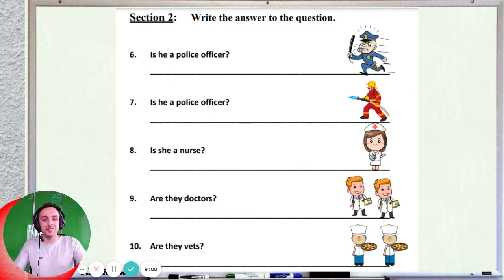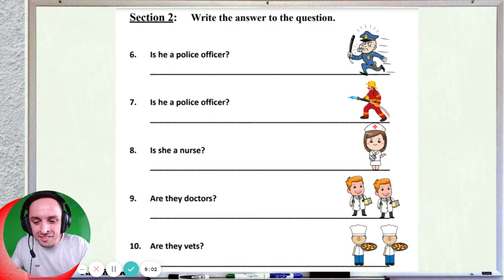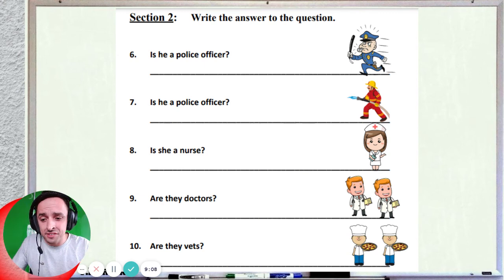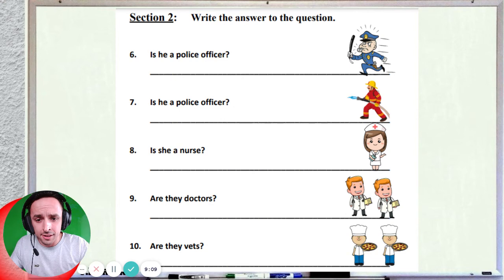Section two. Let's look at section two. It's a bit easier, I think. Write the answer to the question. Okay, so what is the answer? So this is just normal. Okay, so look at the picture. Is he a police officer? Is he a police officer?